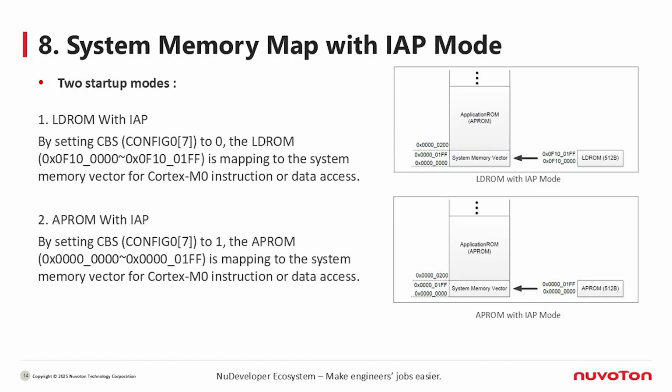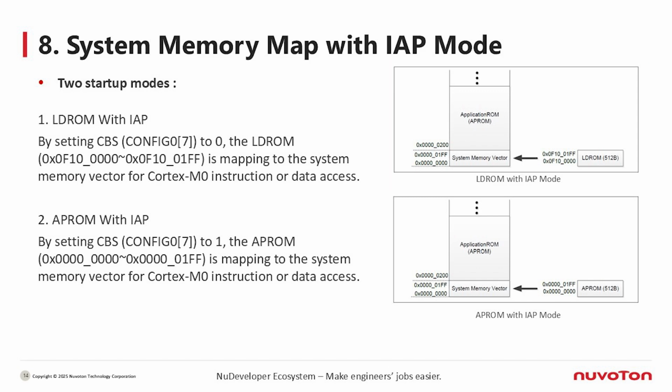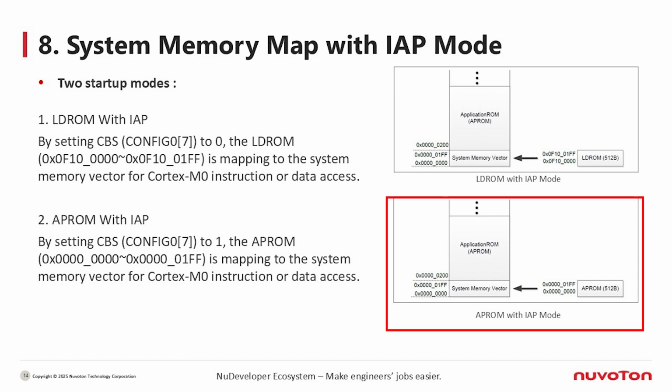The system memory mapping supports two startup modes. The one mode is LD-ROM with IAP. By setting CBS, which is the 7th bit of register CONFIG0, to 0, the LD-ROM 0x0F100000 to 0x0F1001FF is mapping to the system memory vector for Cortex-M0 instruction or data access, as shown in the upper right figure. The other mode is APROM with IAP.